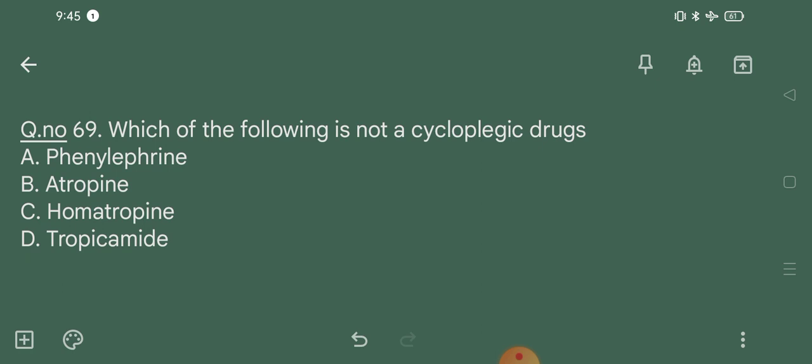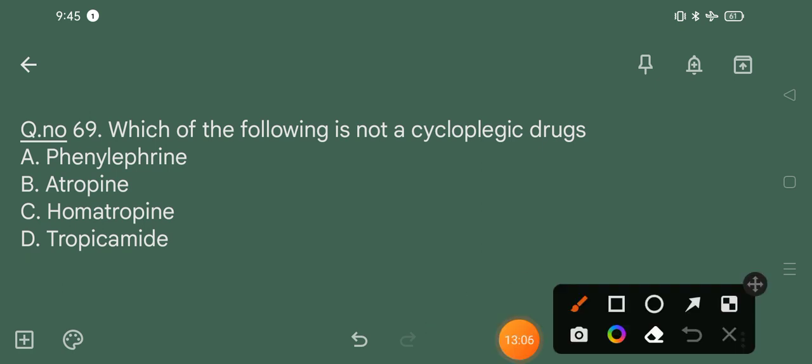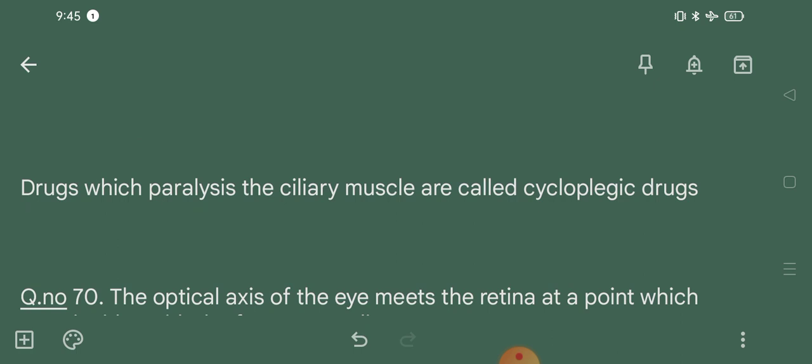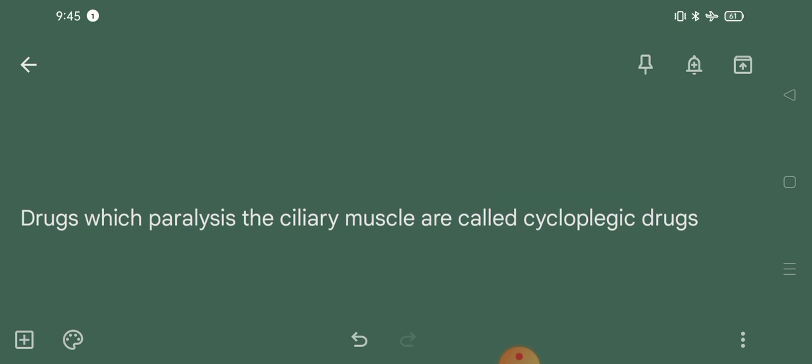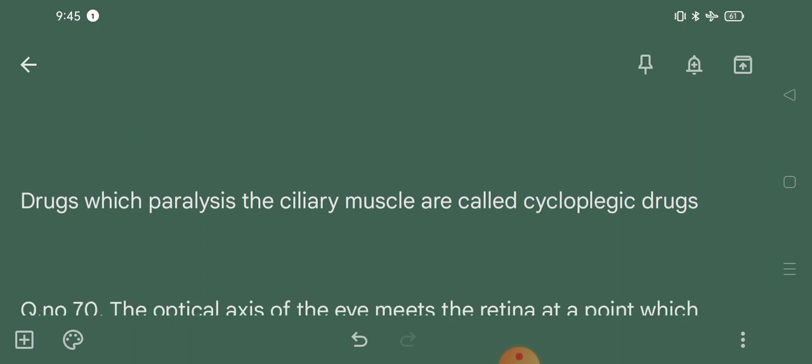Question number 69. Which of the following is not a cycloplegic drug? Option A, phenylephrine, option B, atropine, option C, homatropine, option D, tropicamide. The correct option is option A, that is phenylephrine. Drugs which paralyze the ciliary muscle are called cycloplegic drugs.